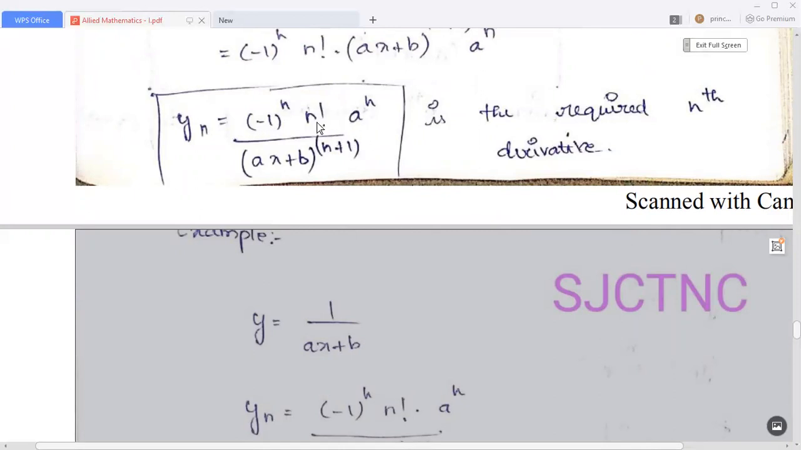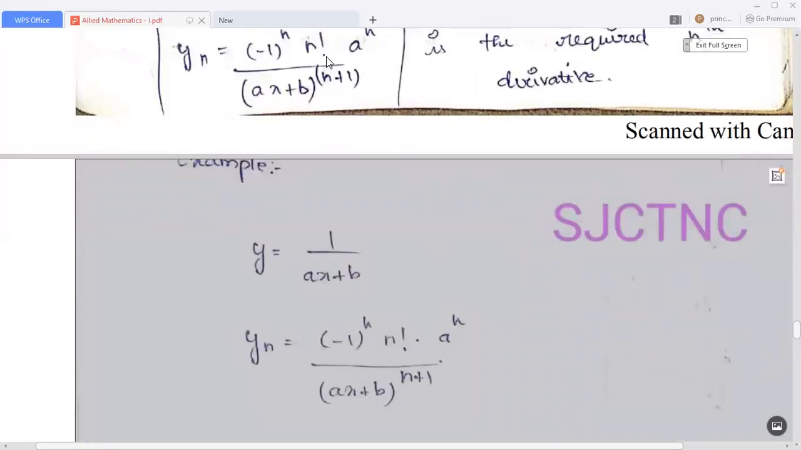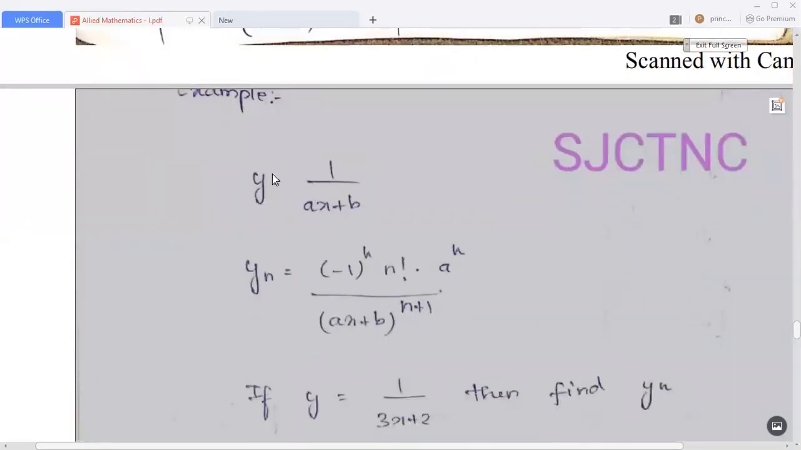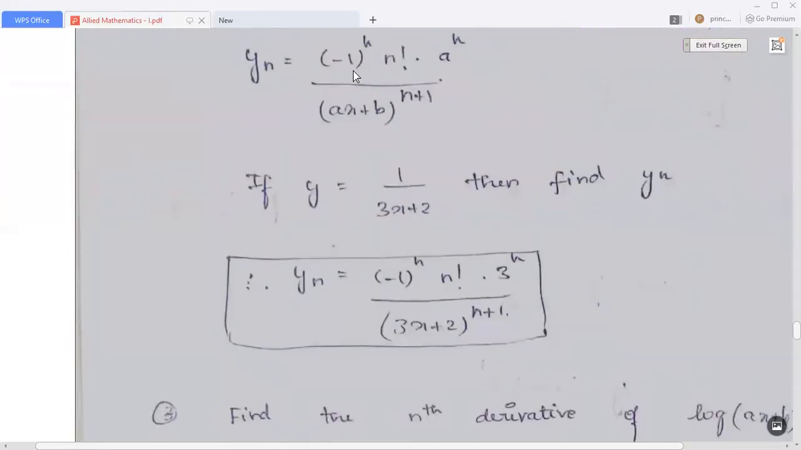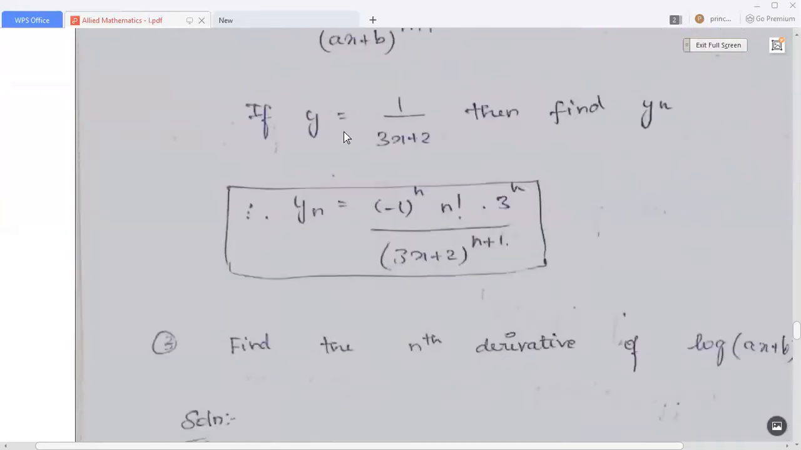So this is the formula for the nth derivative of 1 by ax plus b. That is (-1)^n into n factorial into a^n whole divided by (ax+b)^(n+1). So based on this formula, we can give an example. Here first we write the formula. So y equal to 1 by ax plus b, the nth derivative is (-1)^n into n factorial into a^n whole divided by (ax+b)^(n+1). This is derived. Then based on this formula, we give one example.